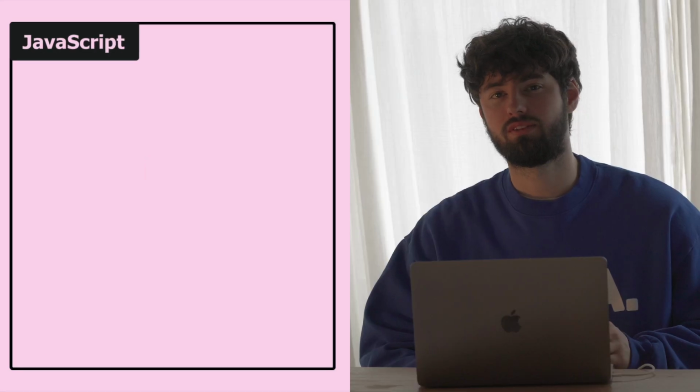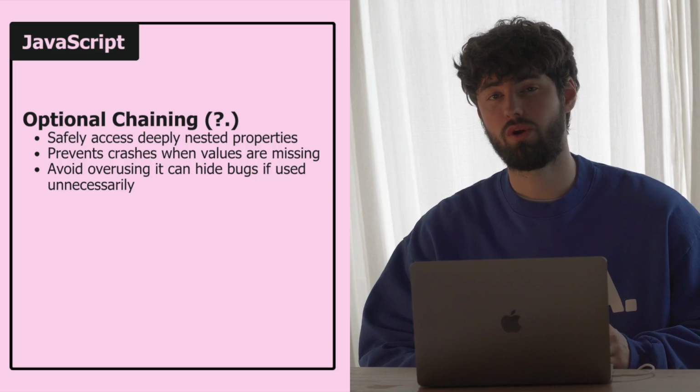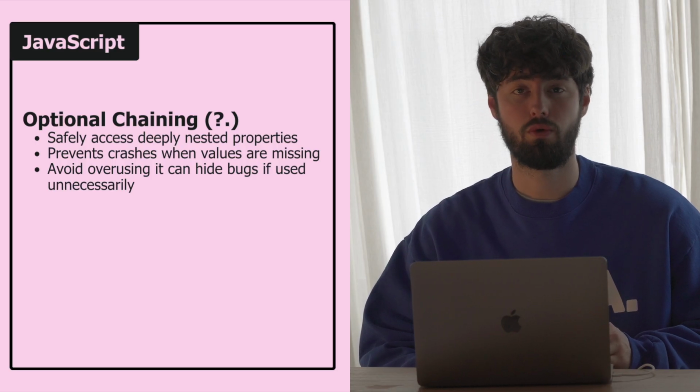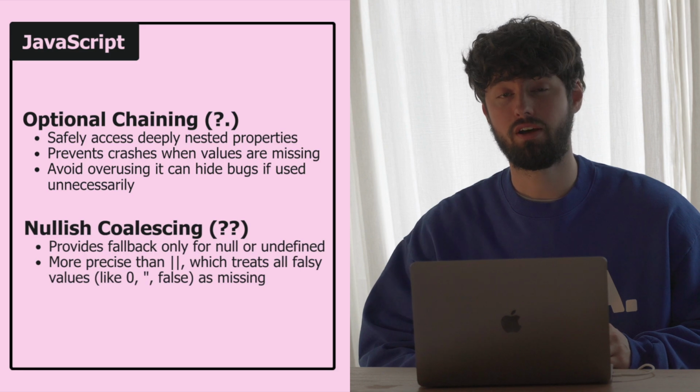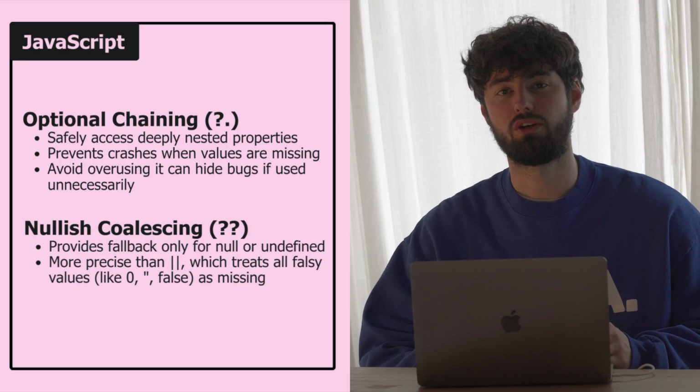Let's recap what we learned. Optional chaining lets you safely access nested properties and therefore no crashes if something's missing. You can use it when a value might not exist, but if you're sure a value will always be present, there's no need to use it as you can end up hiding bugs in your code. Nullish coalescing gives you fallback values only when a value is null or undefined. It's more focused than the OR operator, which treats all falsy values as missing. This makes your code safer, cleaner, and easier to read, especially when working with APIs or user inputs.